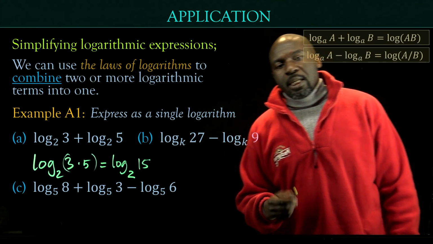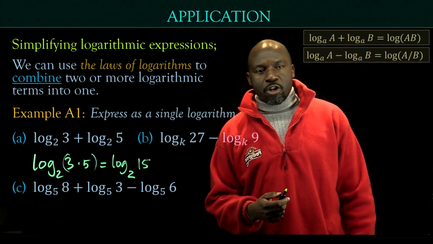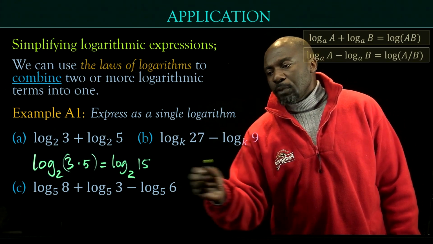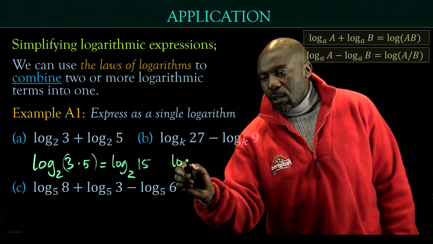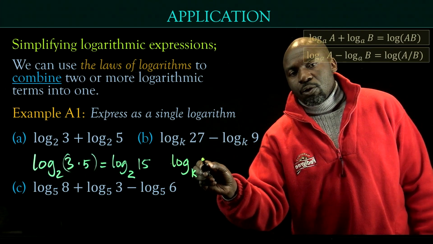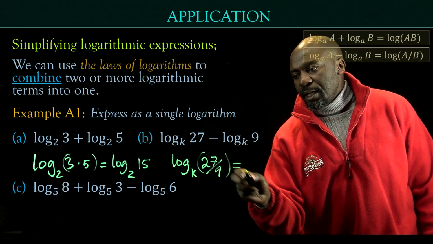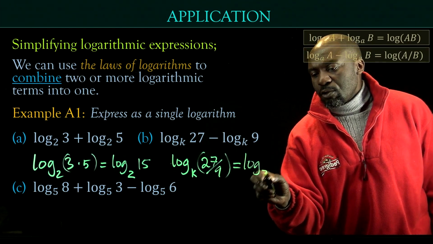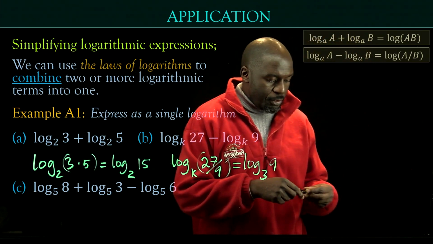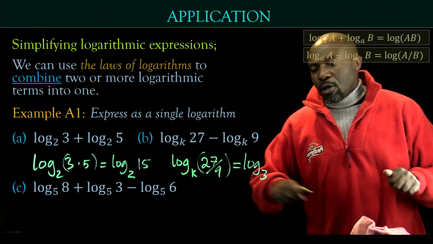Our answer for part B is the same thing, but now the two logs, the 2 terms are being subtracted, and so the law that we need there is the second law, the quotient law, and therefore we can write that this becomes log to base K of 27 divided by 9. 27 divided by 9 is 3, so the answer to this question is log to base K of 3.